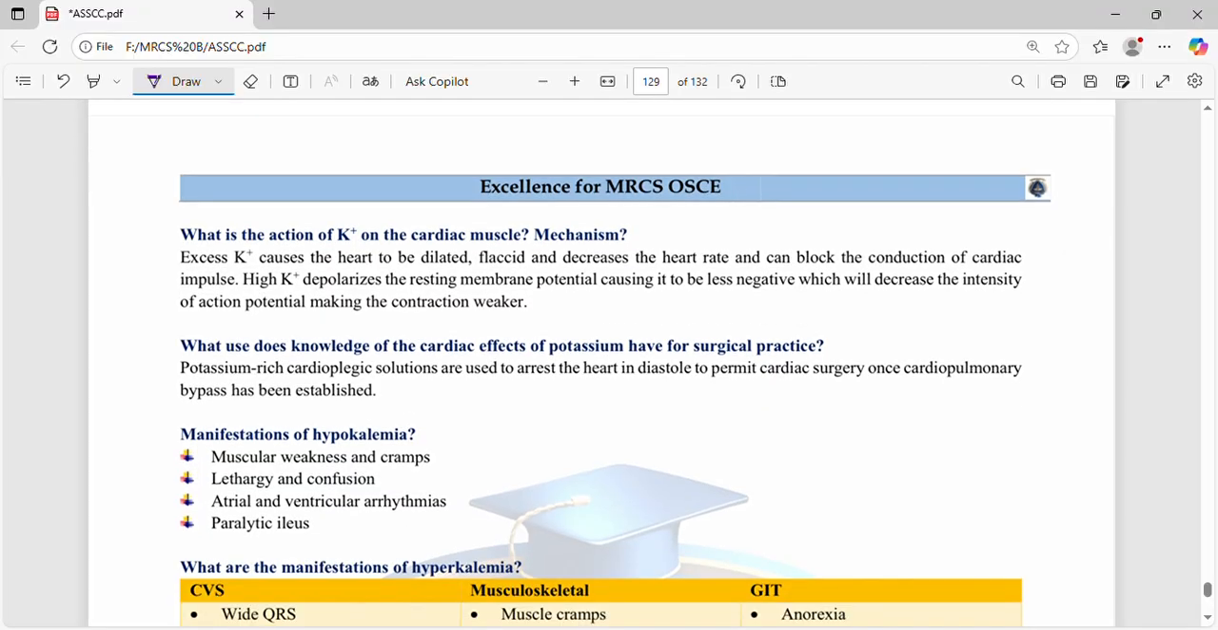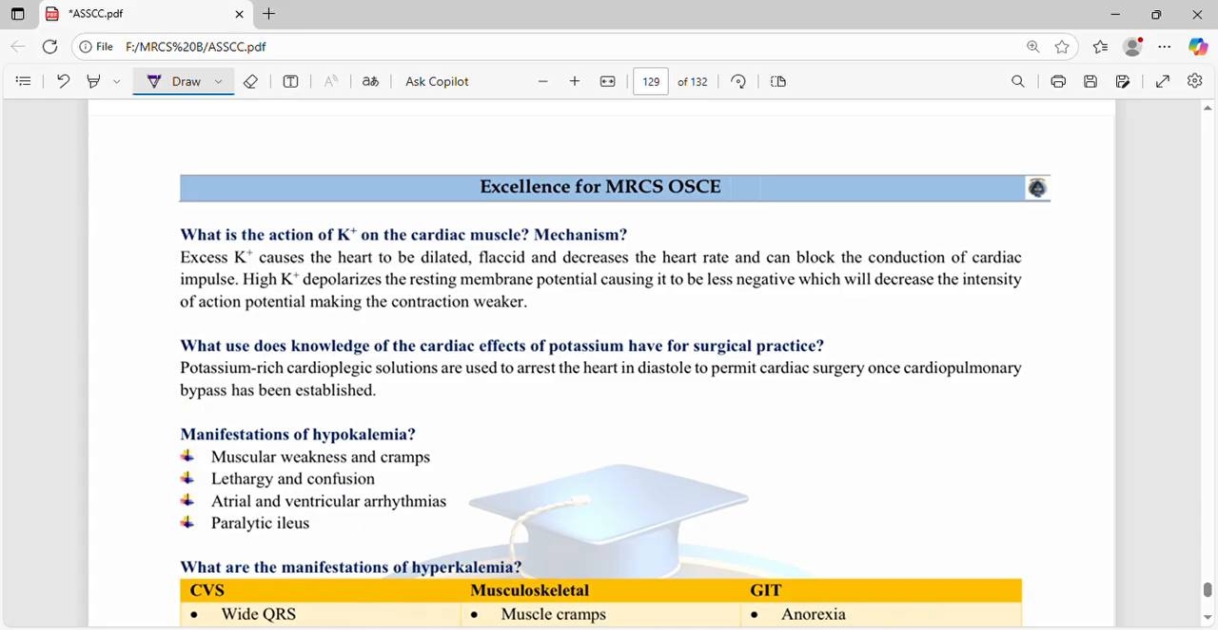What is the action of potassium on the cardiac muscle mechanism? Excess potassium causes the heart to be dilated, flexed, and decreases the heart rate, and can block the conduction of cardiac impulse. They can ask you these conceptual questions, believe me, and they have already asked some of the candidates as well. So you have to be very sharp on this potassium exchange mechanism.